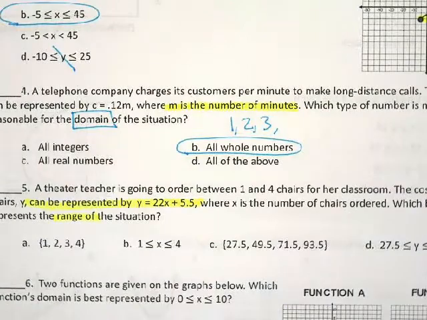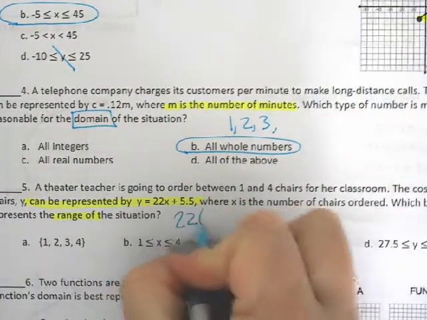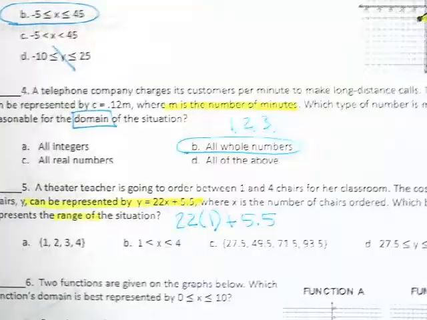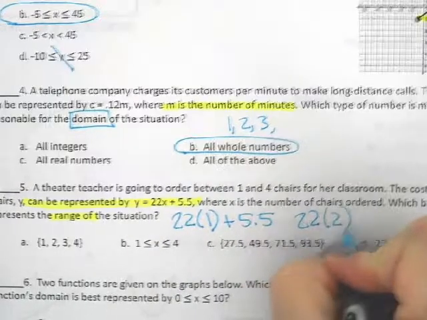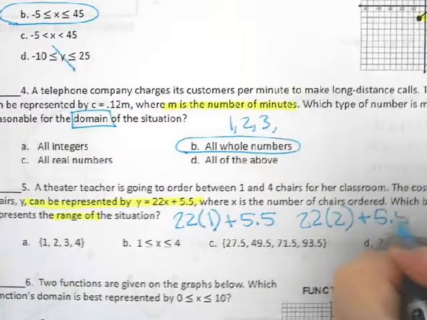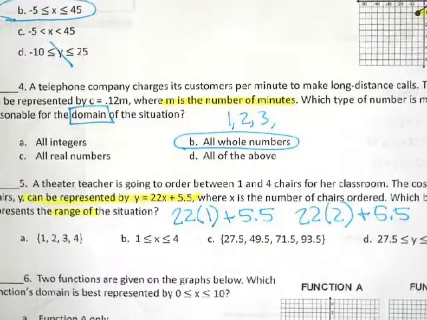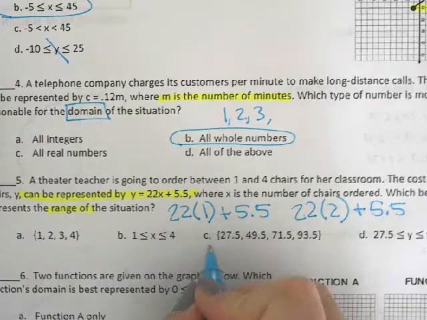So how am I going to figure that out? Well, I'm going to use my equation. 22 times 1 plus 5.5. 22 times 2 plus 5.5. And I can do that for 3 and for 4. So I'm actually getting an actual number. So the answer is going to be C.